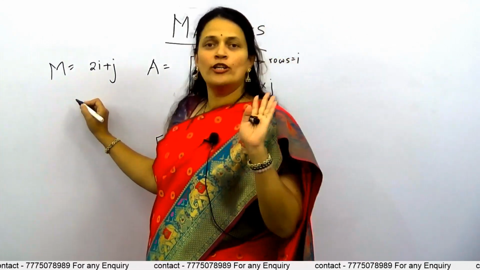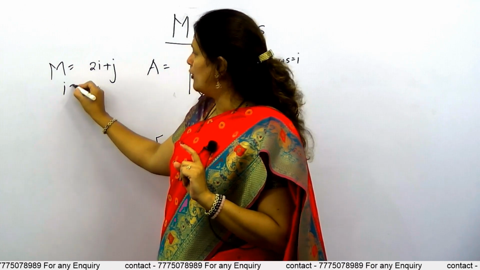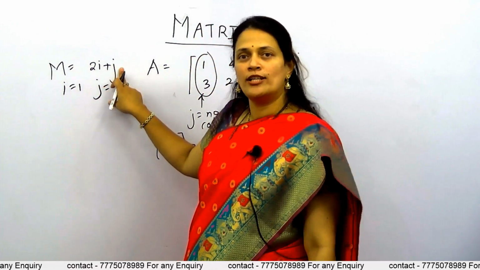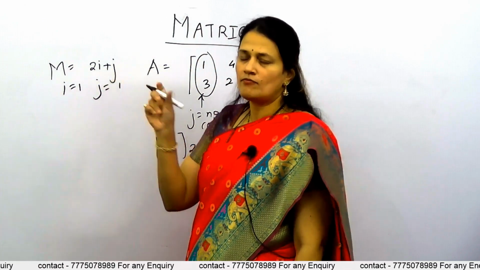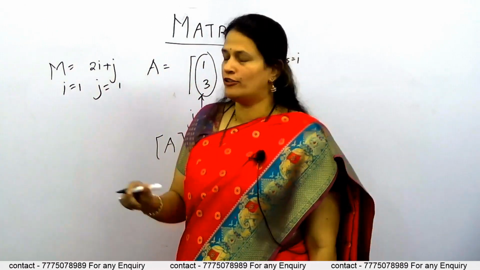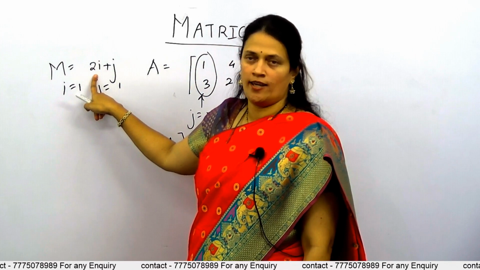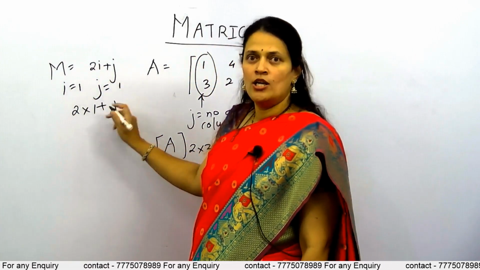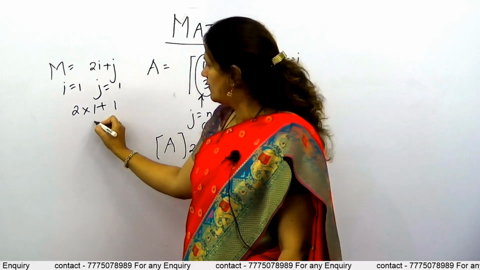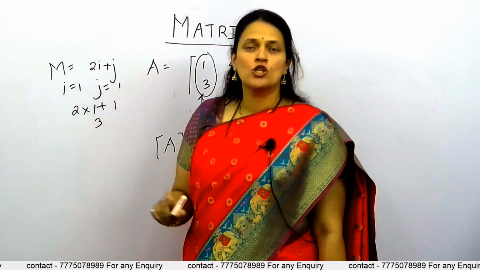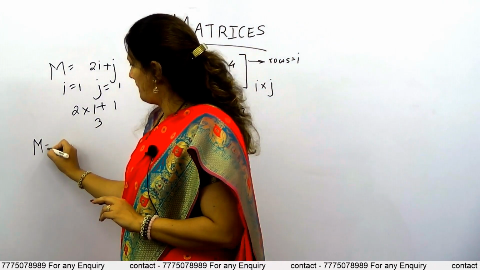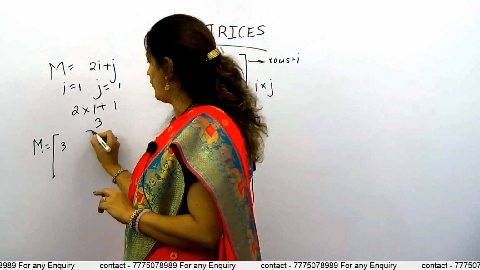So what I am going to do is take the value of i as 1 and j as 1, and substitute it in this particular condition which they have given, that is 2i plus j. So 2 multiplied by 1 plus 1. So the answer I am going to get is 3, and this is the first element of our matrix M.